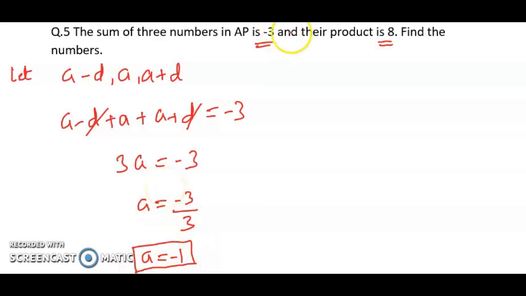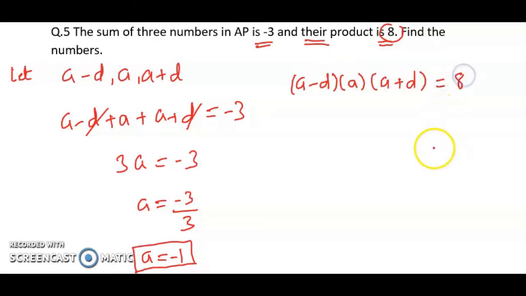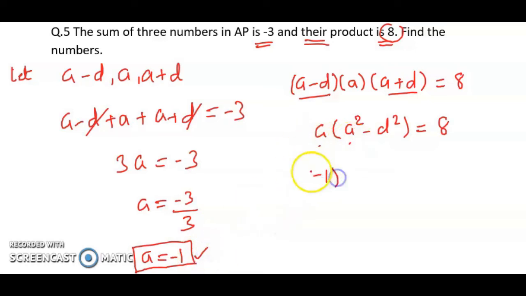Now the product of those three numbers is 8. So let's do the product. First a minus d multiply with a multiply with a plus d, and the product is 8. So here we can see the a minus d, a plus d, that becomes a square minus d square equal to 8. Now here in place of a we can put the value minus 1. So if you put in place of a, if you put minus 1, so a square, that will be minus 1 square minus d square equal to 8.